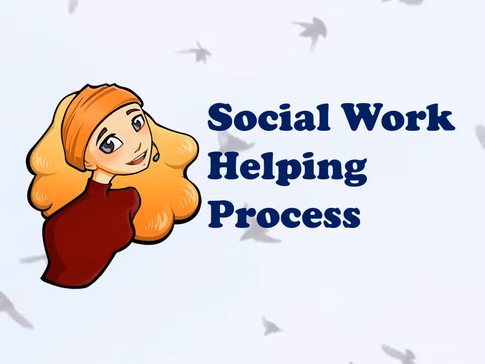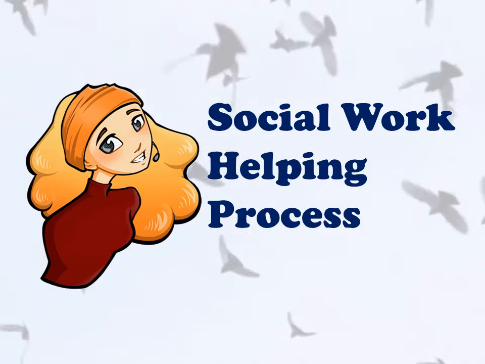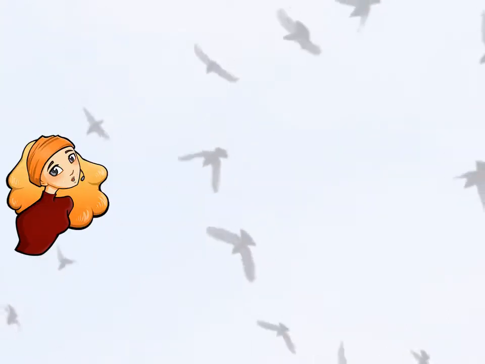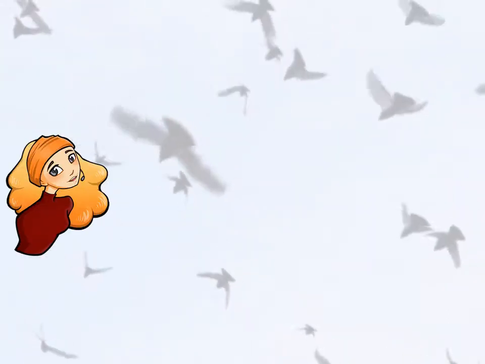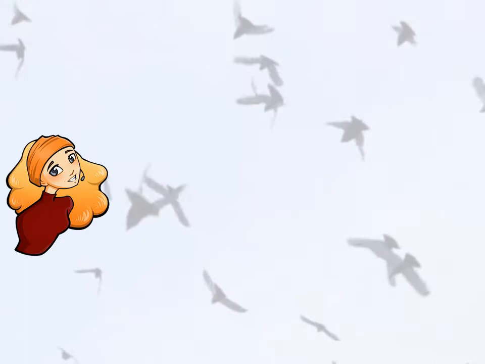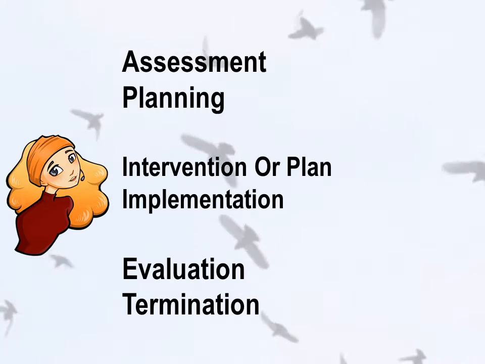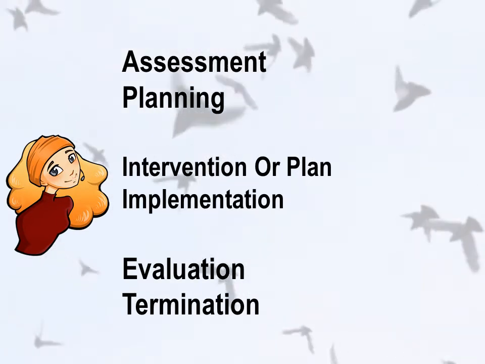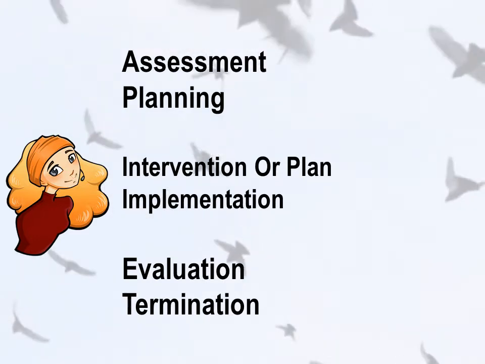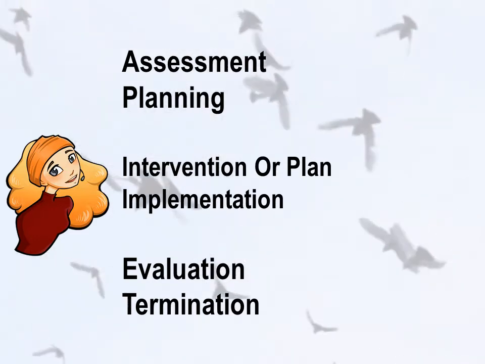In this video we are going to talk about steps in the social work helping process. The social work helping process consists of the following sequential steps which are followed when working with any type of client system, for example, individual, family, small group, and community. The following steps are assessment, planning, intervention or plan implementation, evaluation, and termination.